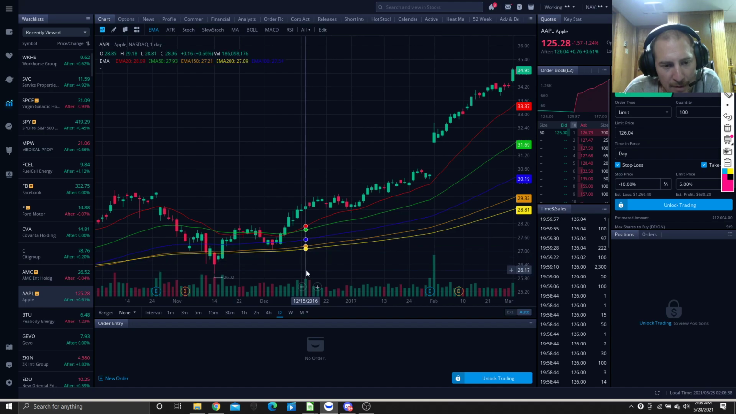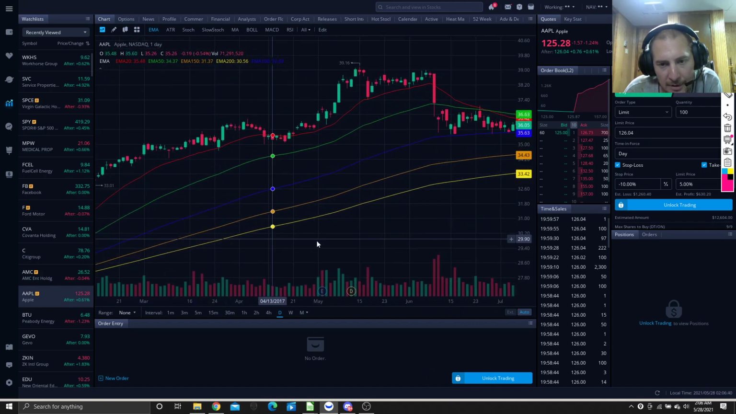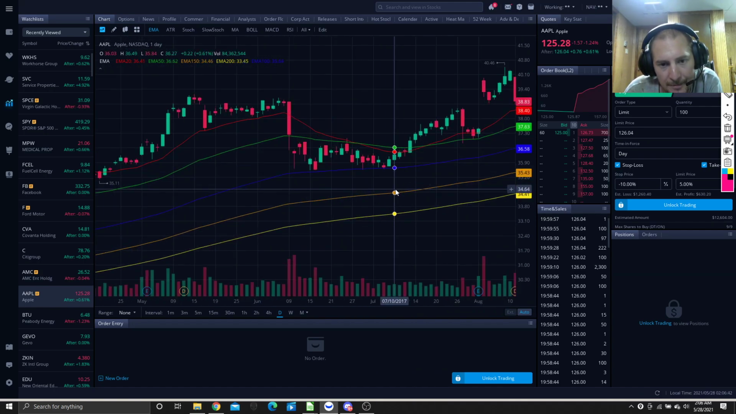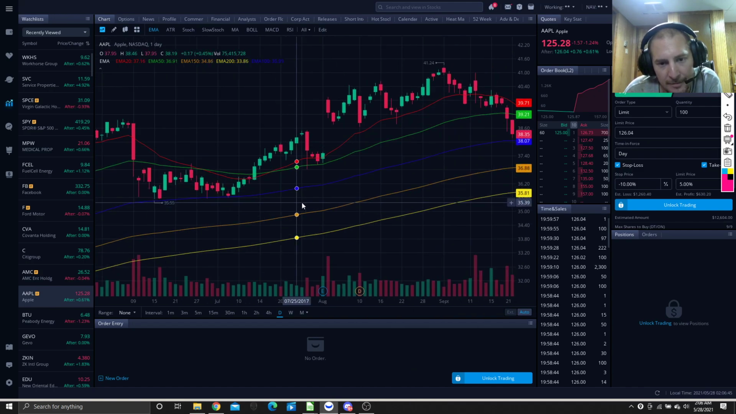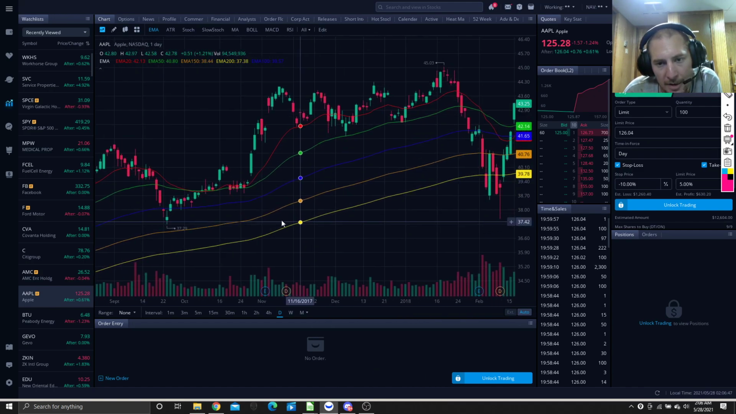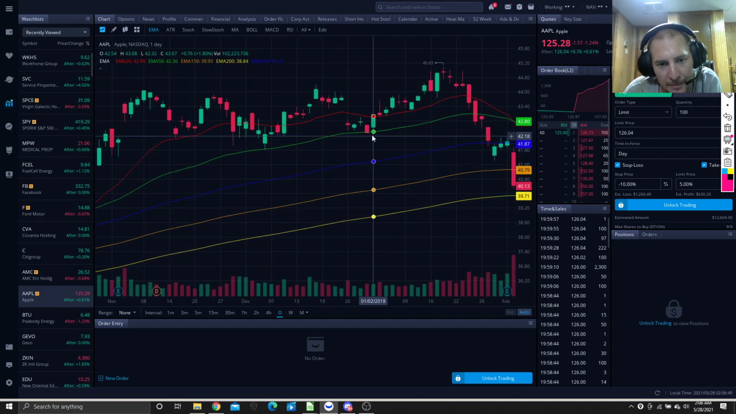And we're looking for bounces off of these areas when these are all in a line, like right here, except we wouldn't take that trade. We're looking for clean. There's a bounce off of the 50. There's a bounce off of the 50. See, this is what we're looking for. And these by themselves, they are high probability setups. As you can see, price bounces, price moves up, price bounces, price moves up.